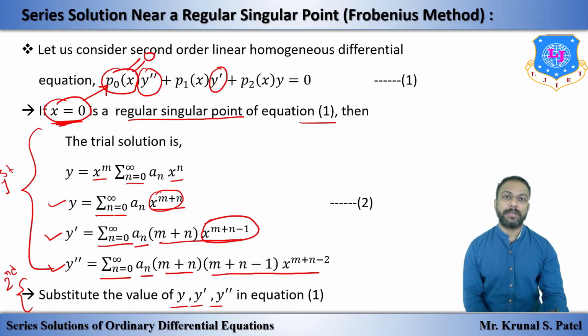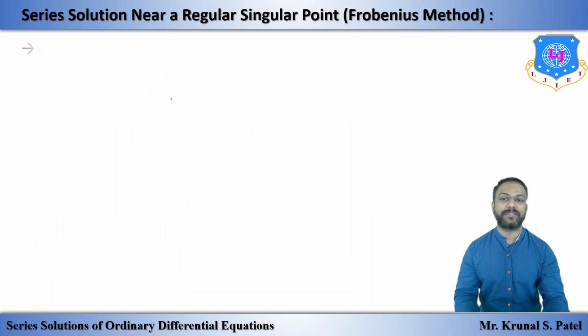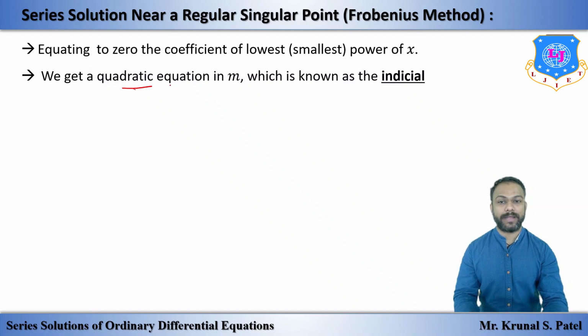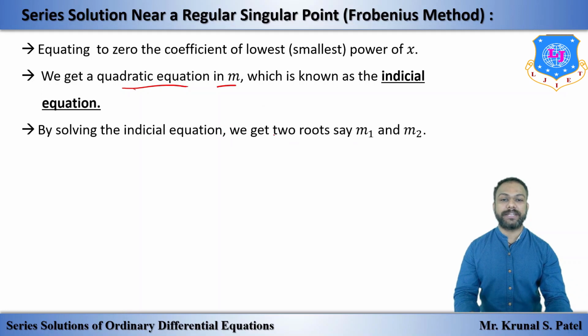Now in the 7th step, near an ordinary point, we just equate to 0 the coefficient of the various powers of x. But in the Frobenius method, we first equate to 0 the coefficient of the smallest power of x, that means the lowest power of x. From that we can find the initial equation, which is a quadratic equation in m, known as the initial equation, and from the roots of this initial equation we can decide the case.